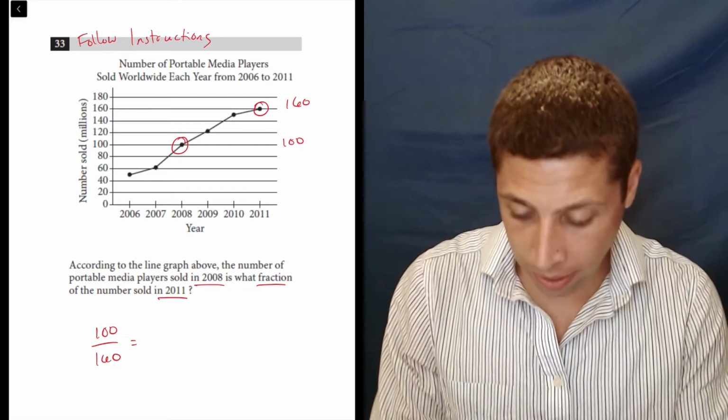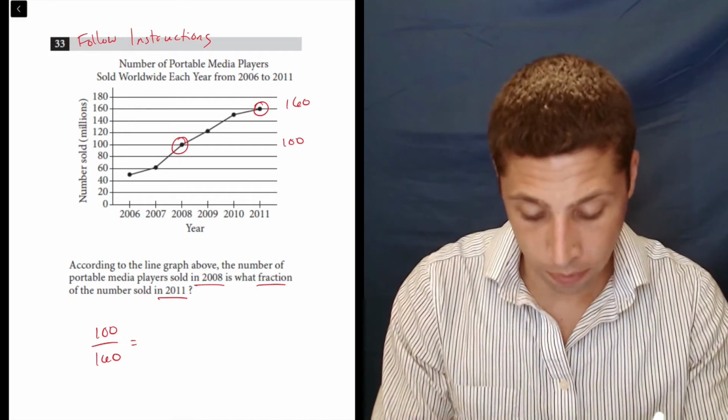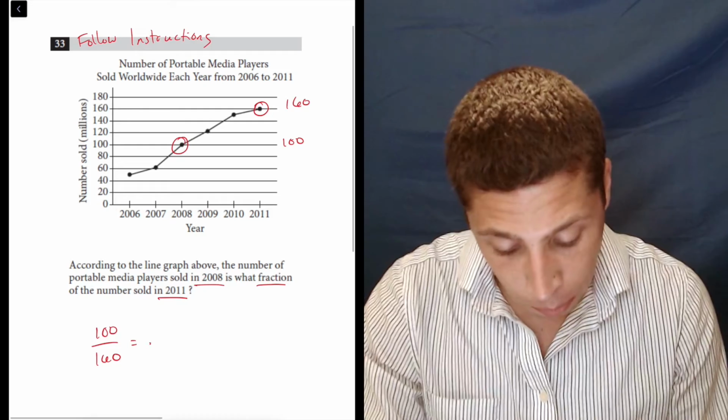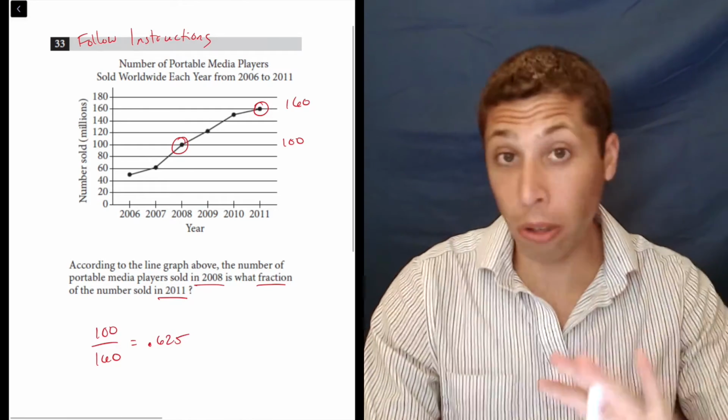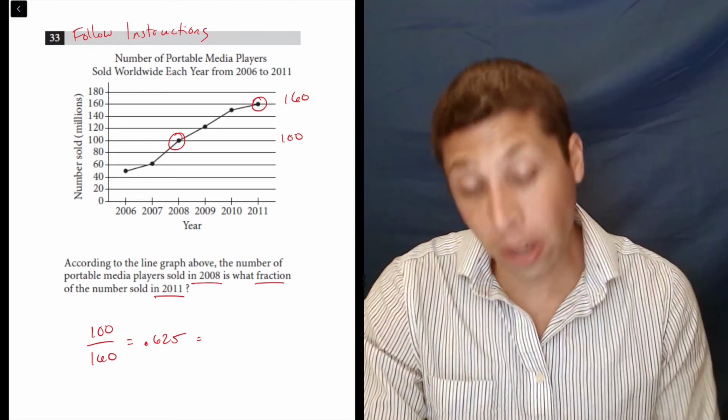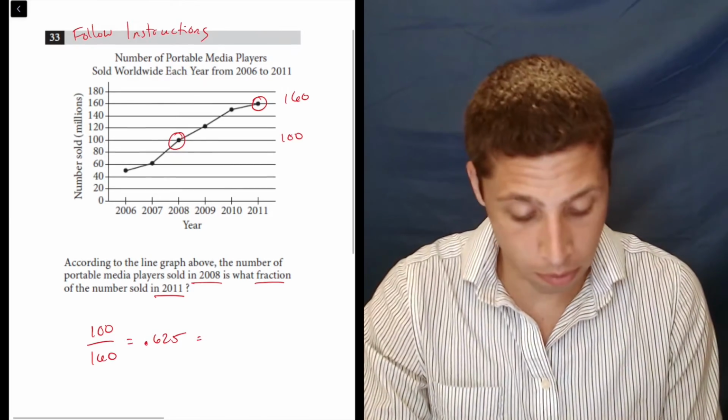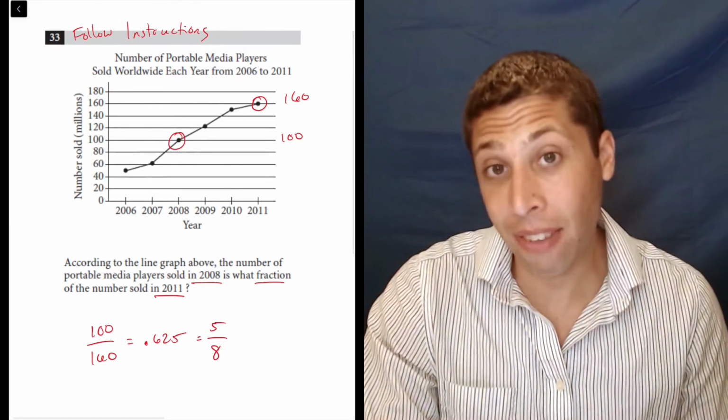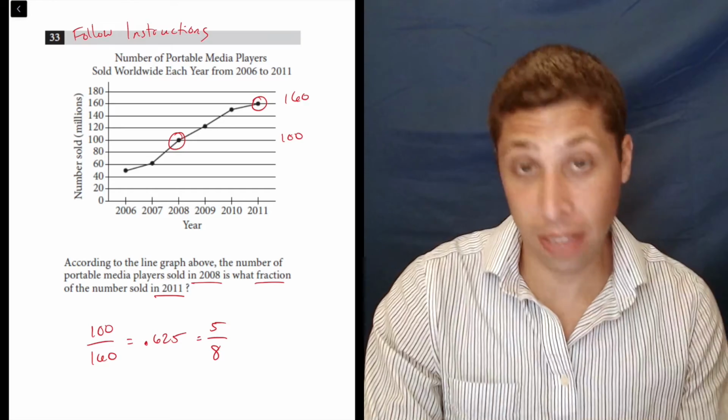So we can just go right to the calculator here. 100 divided by 160 is 0.625, which you can totally bubble. That's fine. Since they want it as a fraction, you might just reduce that to 5/8. Both are the same. They're both okay.